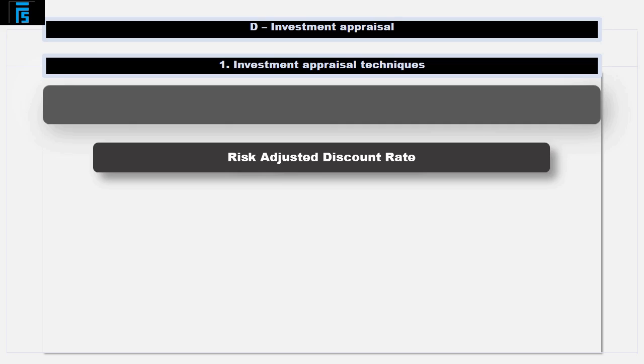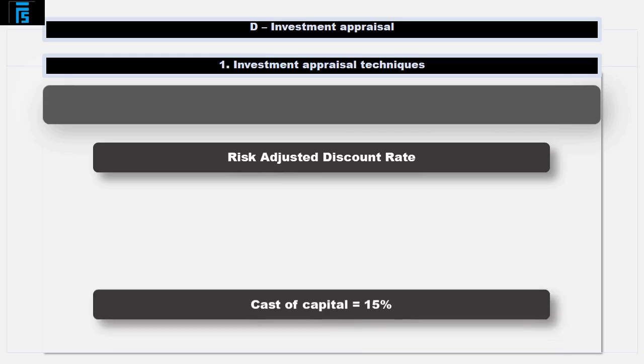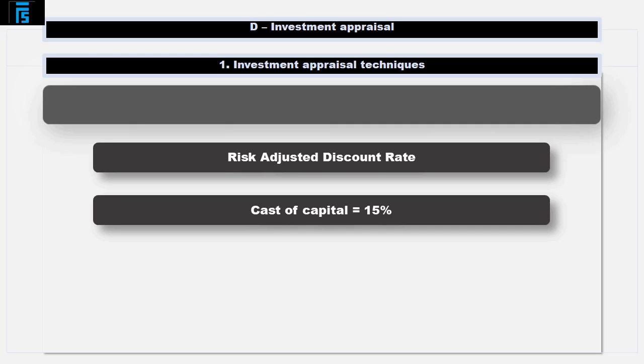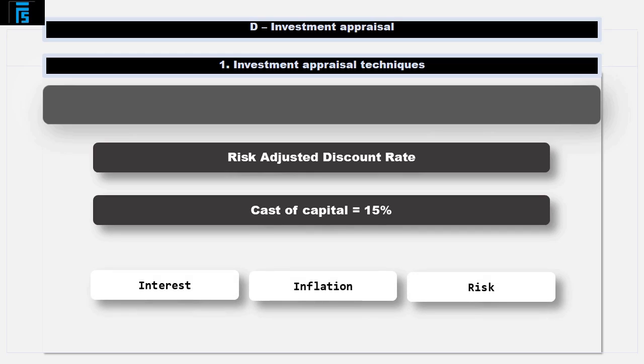Another approach that could be taken to deal with risk is to reflect it in the discount rate. Suppose a company's cost of capital is 10%, but it's considering undertaking a project that is riskier than their average. Remember that the cost of capital is there to compensate investors for three things: interest, inflation, and risk. So, if the project we're appraising is a higher risk than others, we can apply a higher discount rate, let's say 15%. It is possible to be more scientific than simply increasing it arbitrarily. More on this later in the course, when we have a look at the marginal cost of capital for investment appraisal.